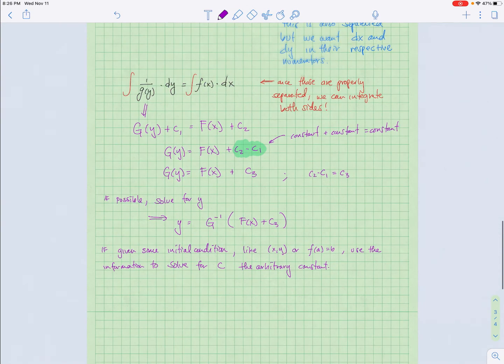But that's the idea and that's the theory. If you can separate it, then you can integrate both sides and then hopefully solve for y. And that's one way to solve a differential equation. So in this day one, the only thing that we're doing is focusing on the mechanics. We're going to do some applications and some word problems on day two of this lecture.